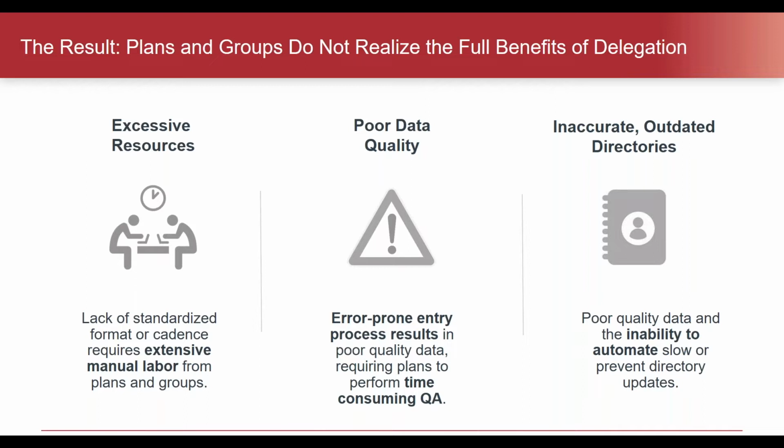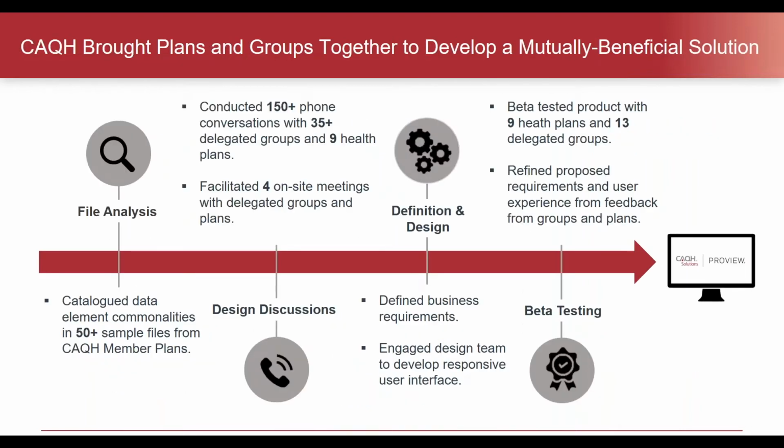So CAQH brought together plans and groups to build a solution that meets both sides. We conducted initial analysis with our CAQH member plans and looked at all of the files that they're receiving from their delegated groups to understand the common data set and the critical data set. Following that, the plans provided us with a list of delegated groups to speak with to make sure that this data elements list met their needs as well as the plans'. In addition, the groups had significant say in how we design the solution from their perspective.